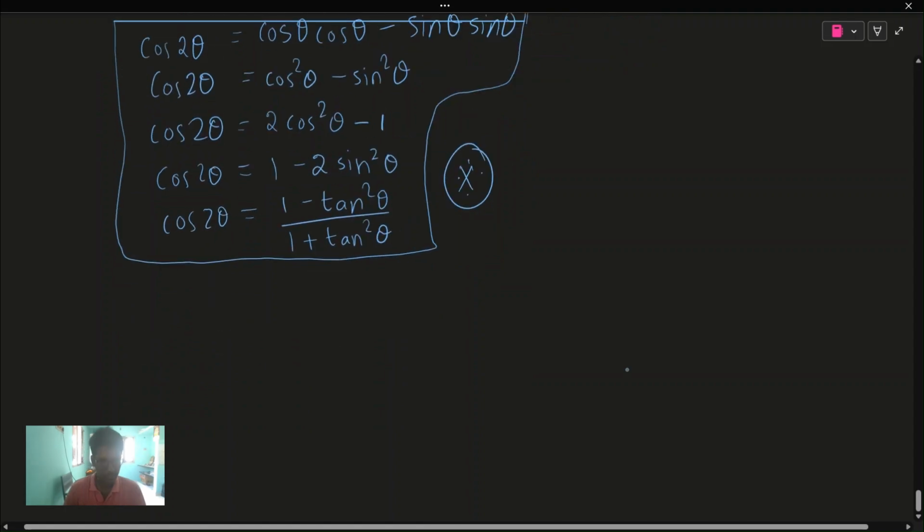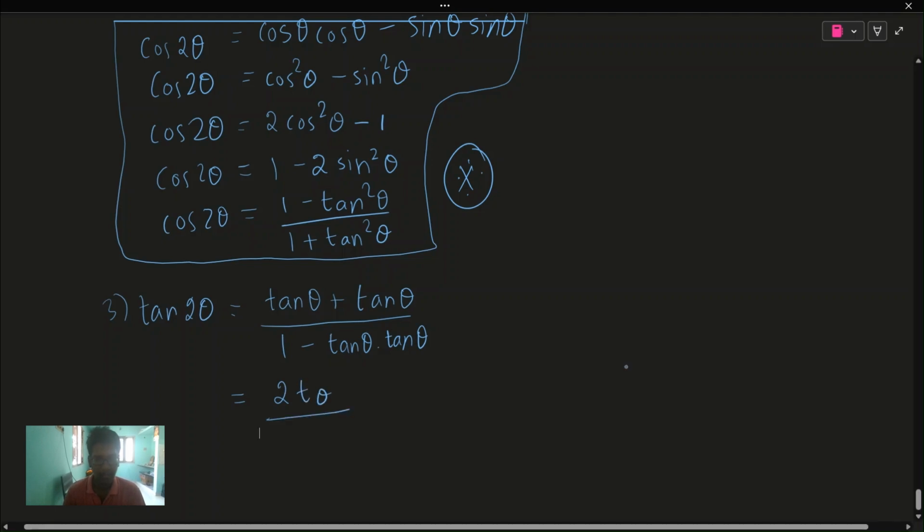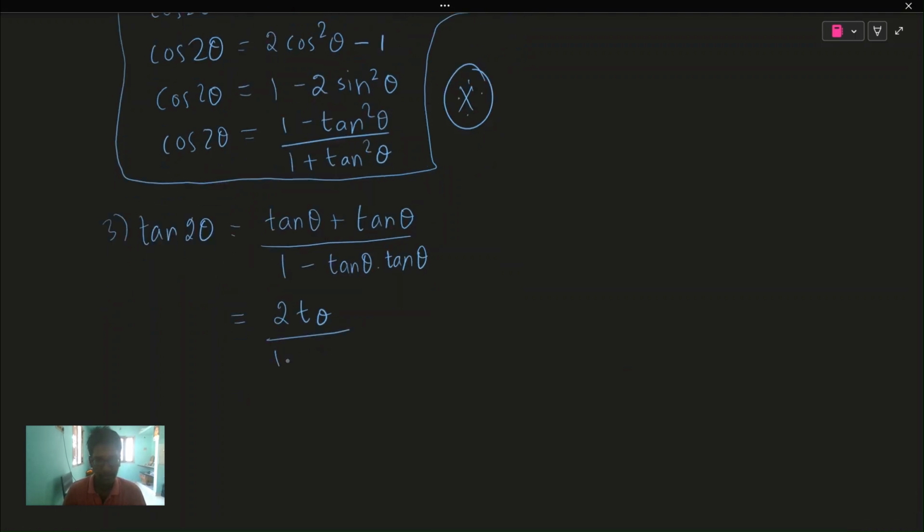We saw sin 2 theta and cos 2 theta. Same way, let's see tan 2 theta. Tan 2 theta is nothing but tan of a plus b. Let's substitute a as theta and b also as theta. We know that tan a plus tan b, tan theta plus tan theta, divided by 1 minus tan a tan b. This is nothing but 2 tan theta divided by 1 minus tan square theta.